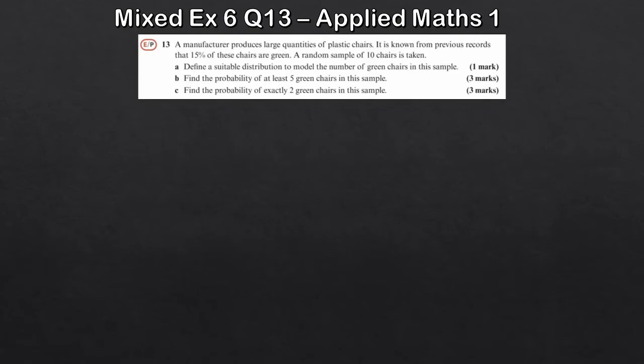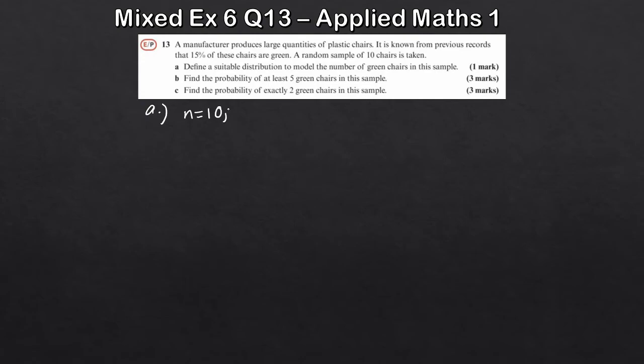Another binomial question here now. This time, we're essentially given the distribution. Well, actually, no, we're not. We've got to define it ourselves. So we've got to define a suitable distribution to model the number of green chairs in this sample. Quite a riveting example here. So what's our sample size first? We've got a random sample of 10 chairs. So n is 10.